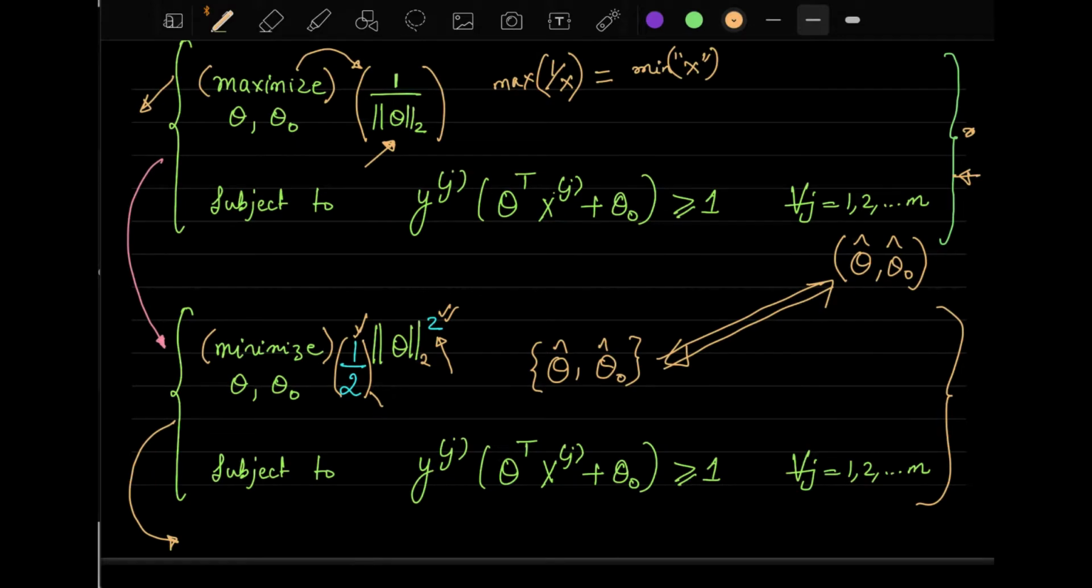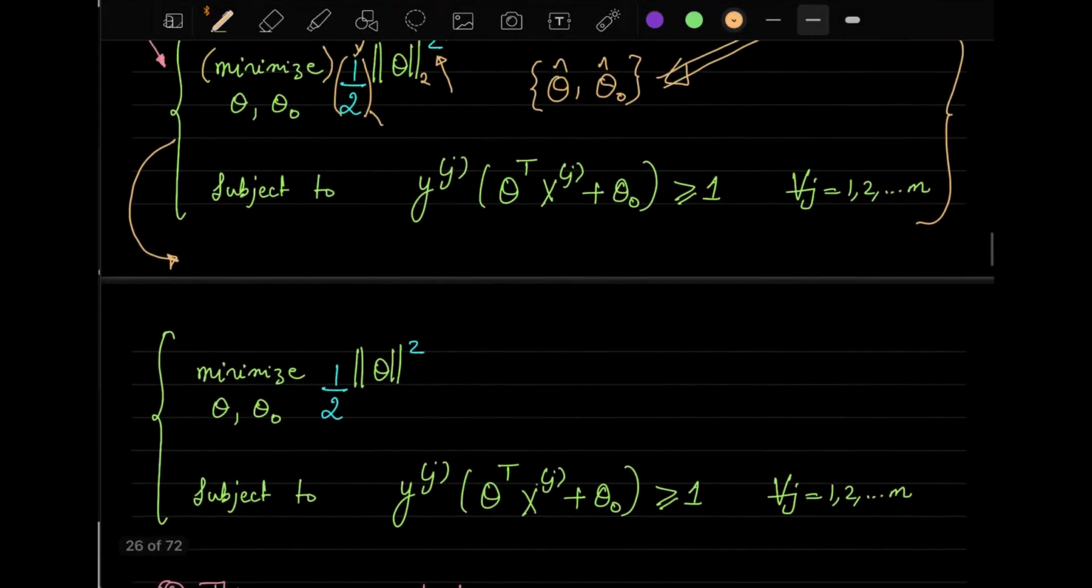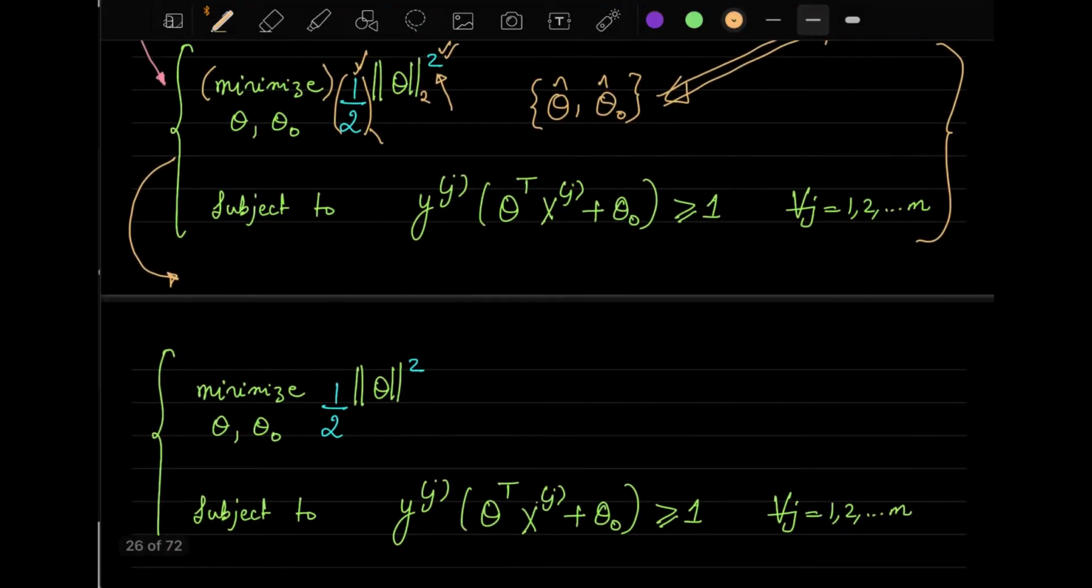Okay, if there are no doubts, I am rewriting it again here. This particular convex objective function is the one which you will normally see in most of the books. They will start from here. They will not show you how you arrive at this convex optimization problem. So this is the one.